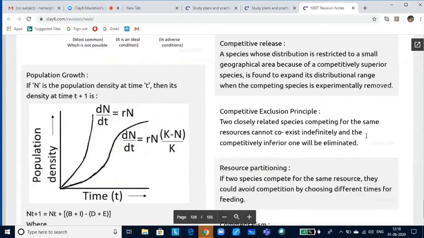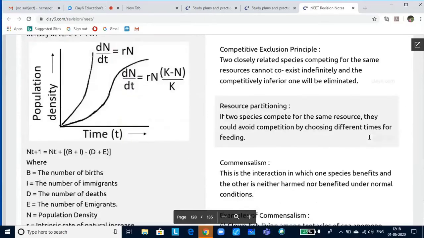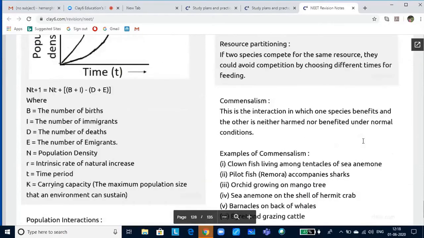Competitive exclusion principle: two closely related species competing for the same resources cannot coexist indefinitely, and the competitively inferior one will get eliminated. Now, resource partitioning. If two species compete for the same resource, they can avoid competition by choosing different times for feeding. These are some things about competition you have to learn. The next is commensalism. Commensalism is the interspecific interaction where one species is benefited while the other species is neither benefited nor harmed.